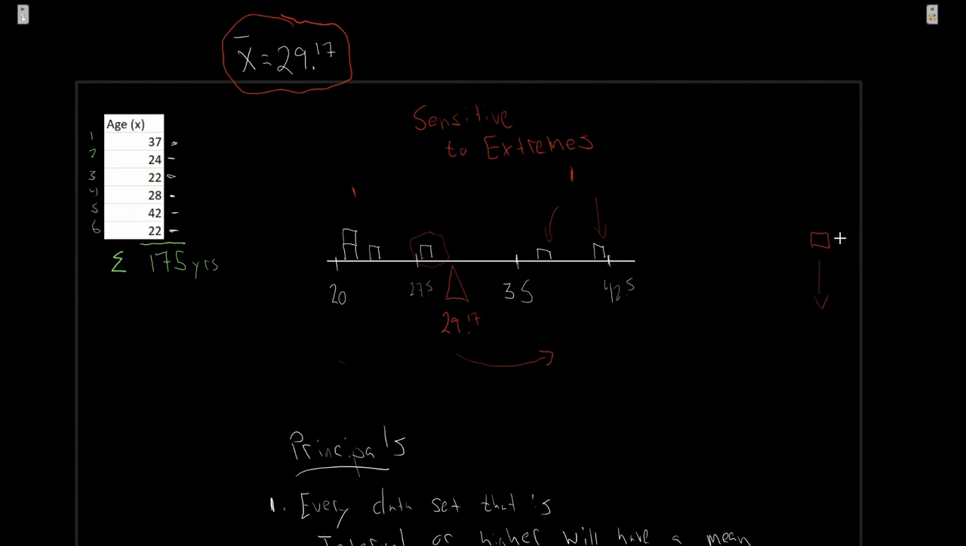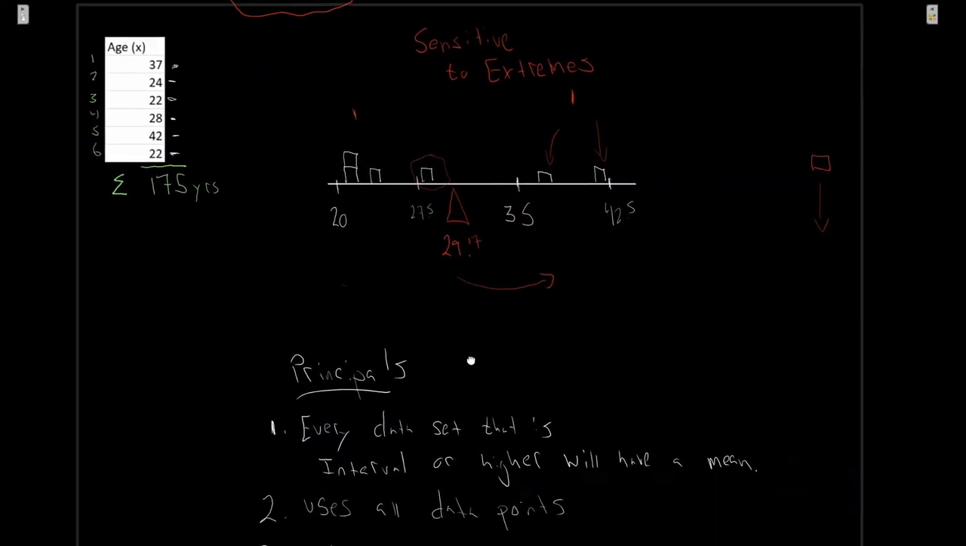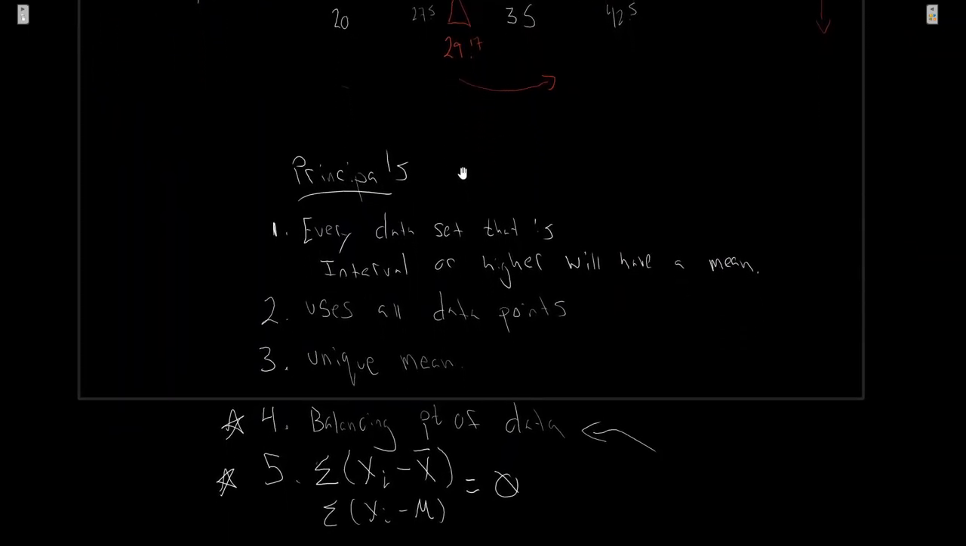If we go back to our other measure, our median was not sensitive to extremes. Our median was always going to be that middle value. It didn't matter how extreme the biggest was, our median would stay the same. So that is a principle that's unique to our arithmetic average, to our mean. Our next descriptive statistic to talk about then is going to be our mode.